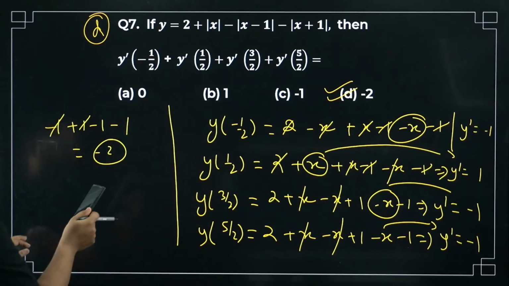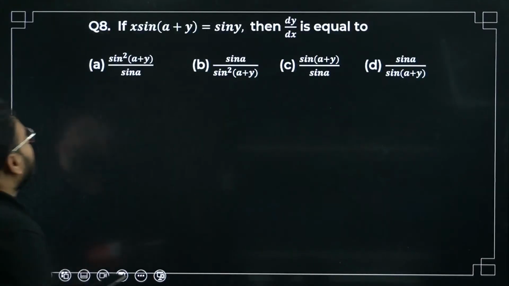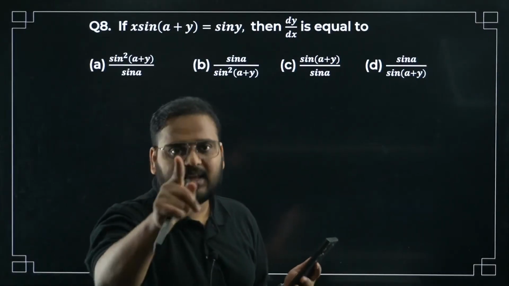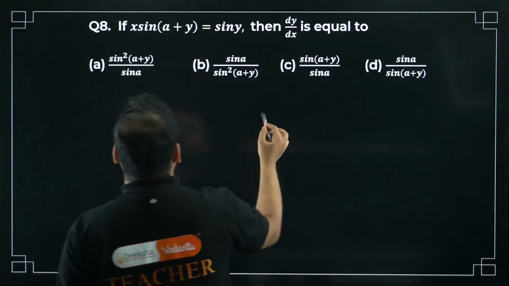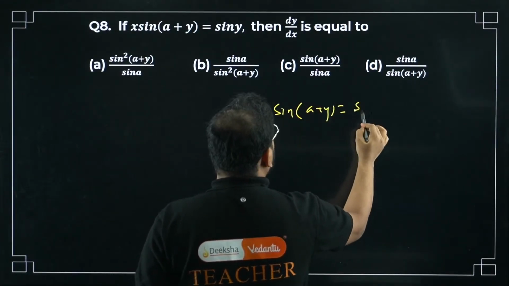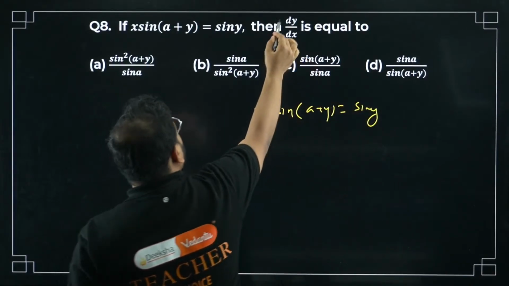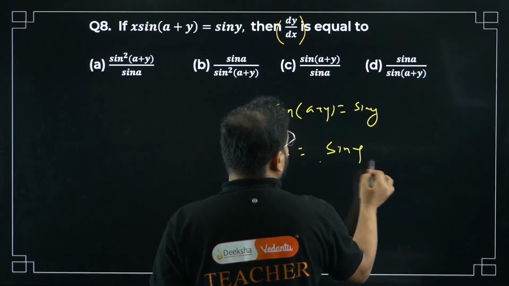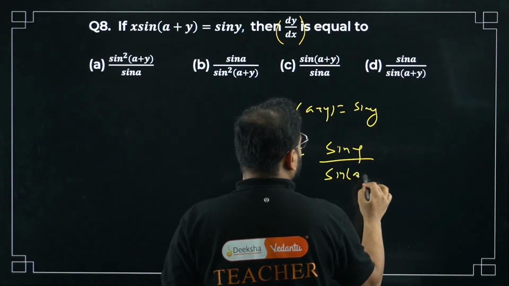Moving on to question number 8 quickly. Who's solving this question? Again, you don't have to solve the entire question. One step can give you the right answer. One step. x sine(a plus y) equals sine y. We are looking for the derivative, right? So x equals sine y upon sine(a plus y).